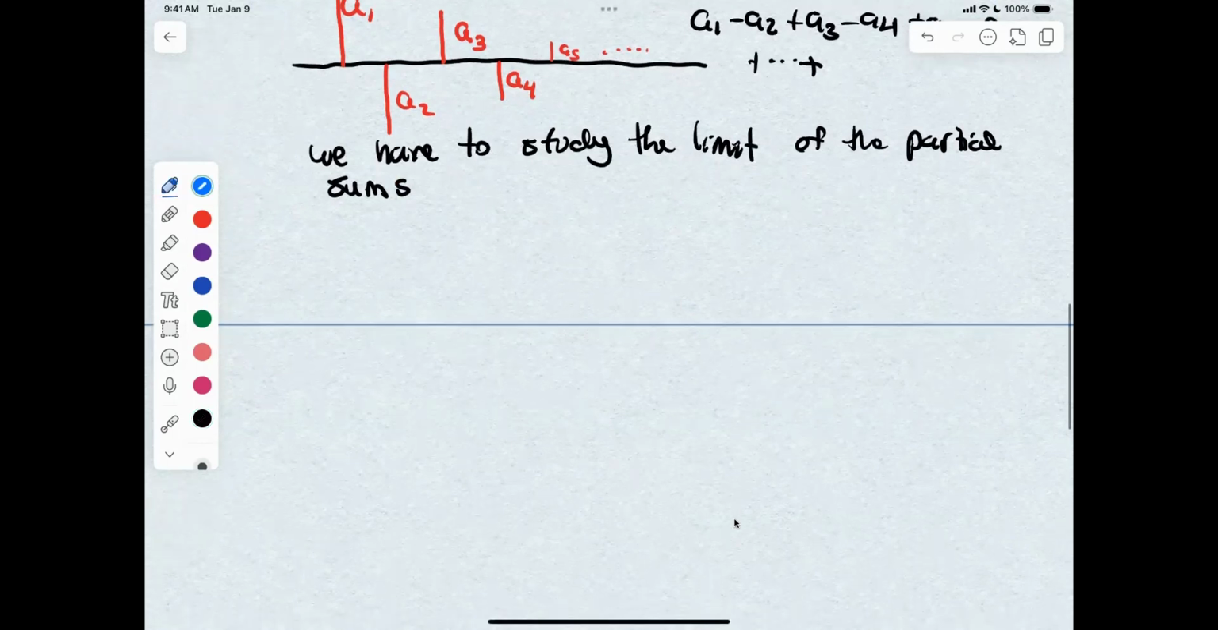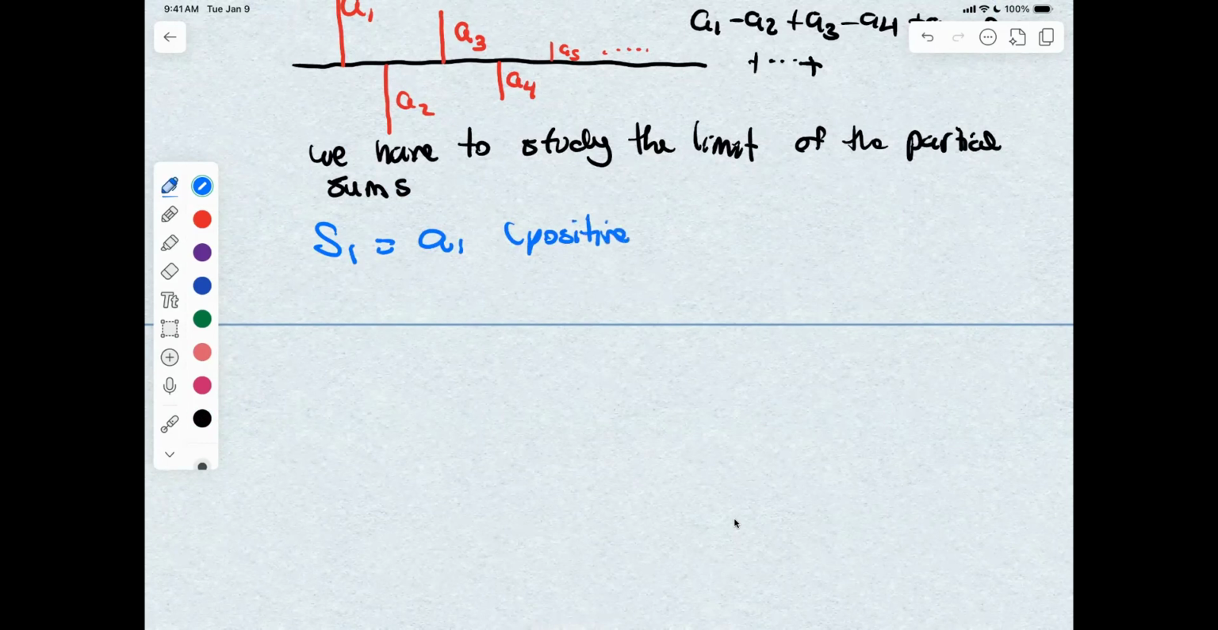It is what we had called before S1, which is just the first term, right? There's nothing else you can say about that except that it's going to be positive, because the way I started the series is with a positive term, right? So this is just some positive number, right? Now the second partial sum is A1 minus A2, right?